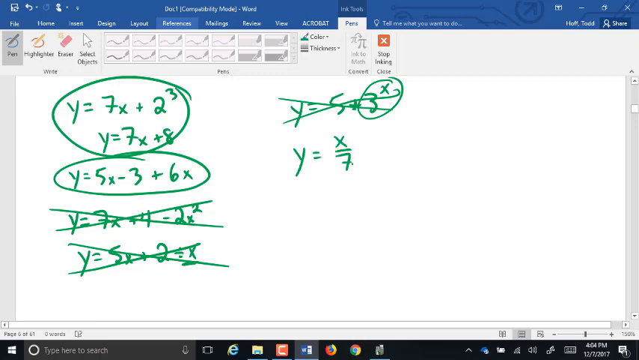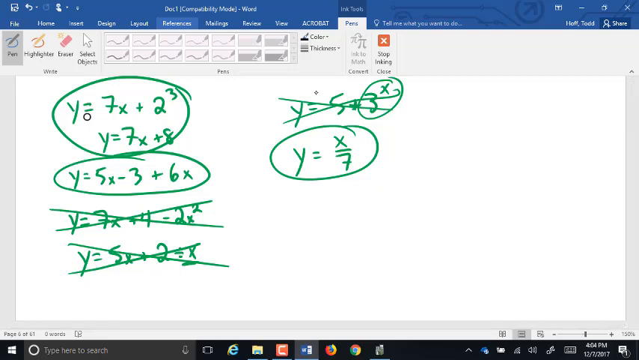How about that one? Careful though, we're not dividing by the variable. It's x divided by 7. So yes, that will still be a line. Yeah, the variable is divided by a number, not a number divided by the variable. You can't divide by the variable.